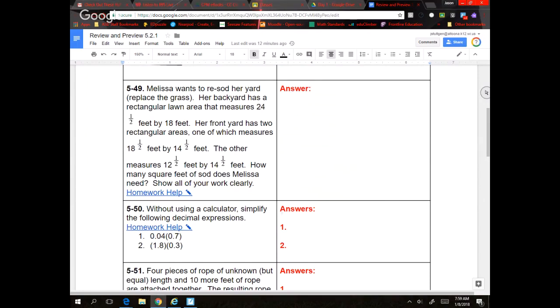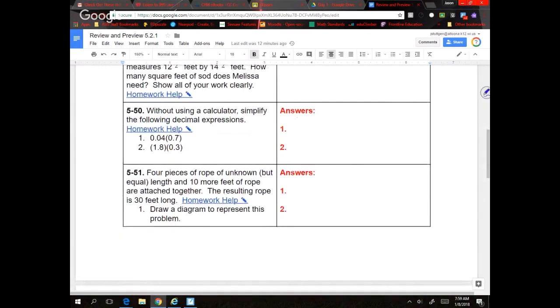Next one, 5-50. Basically, all where it says simplify. Basically, we're just solving these without a calculator. First one, 0.04 or 4/100 of 7/10. Okay? There's lots of ways we learn in class. You can use the generic rectangle. Right? You could write them as fractions if you want. I'm going to solve it as a decimal where I ignore the decimal place and then put it back in.